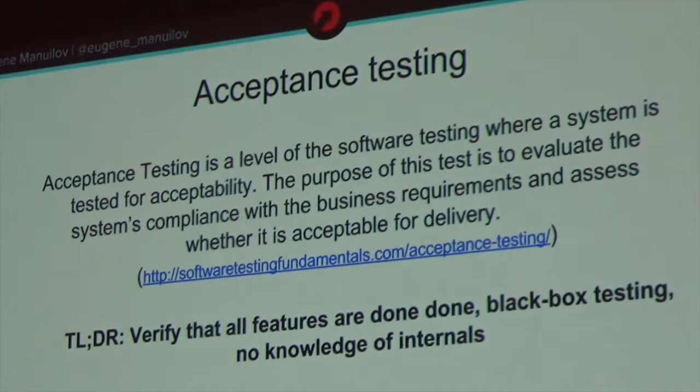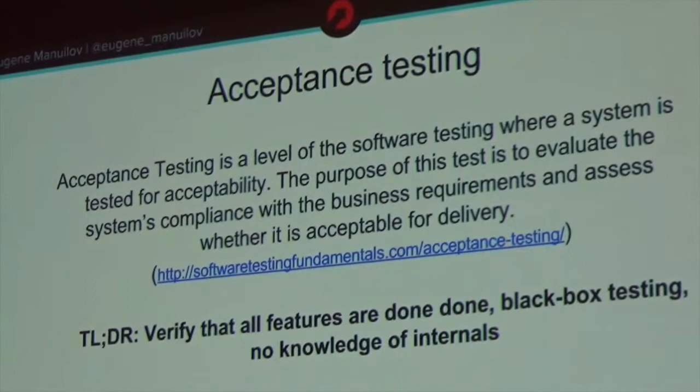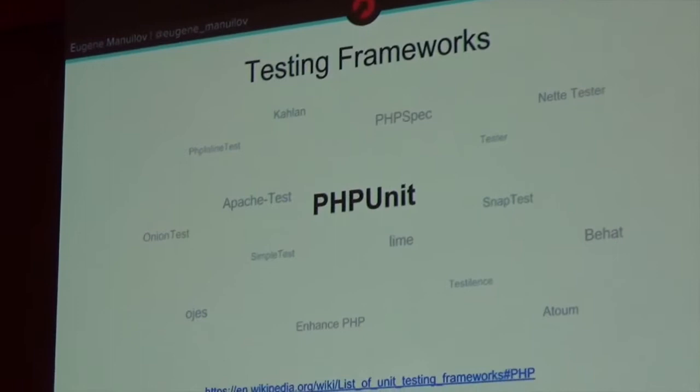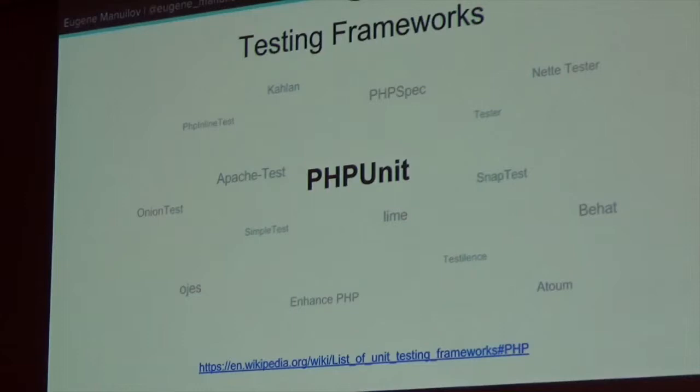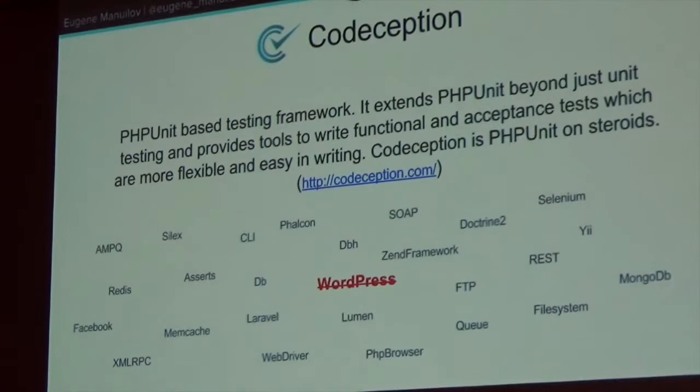Okay, what do we have today and how can we create our tests? Today we have a lot of different frameworks for testing, but the best known is PHPUnit. It's a good framework oriented to unit testing, but unfortunately it's hard and maybe almost impossible to write acceptance tests and functional tests with just PHPUnit. So a new framework has been developed over PHPUnit, called Codeception. It's a PHPUnit-based framework that extends it beyond just unit testing and gives us quite flexible tools to write functional and acceptance tests.